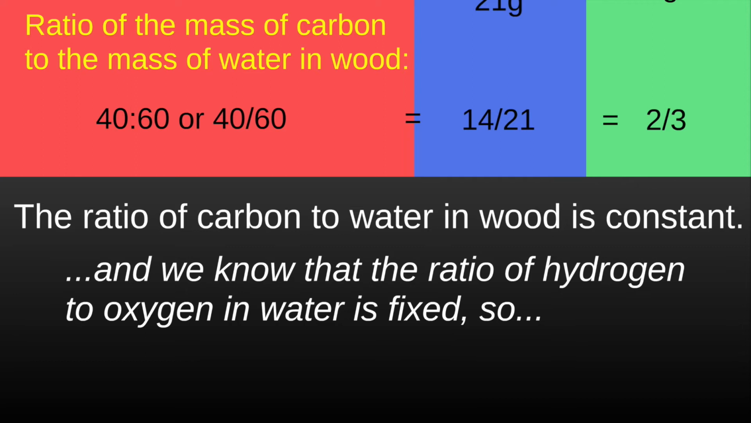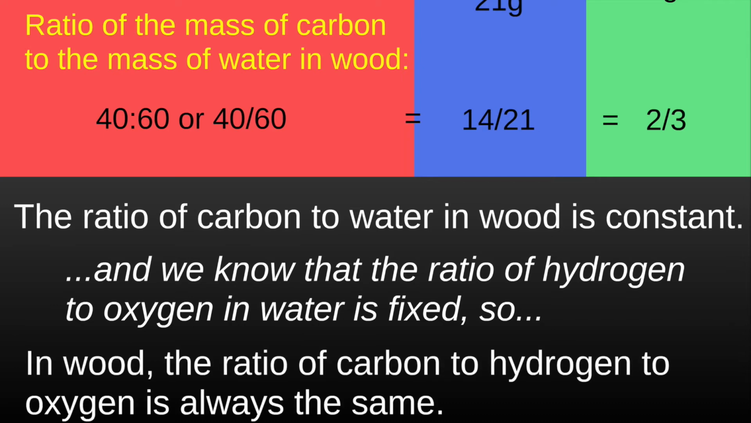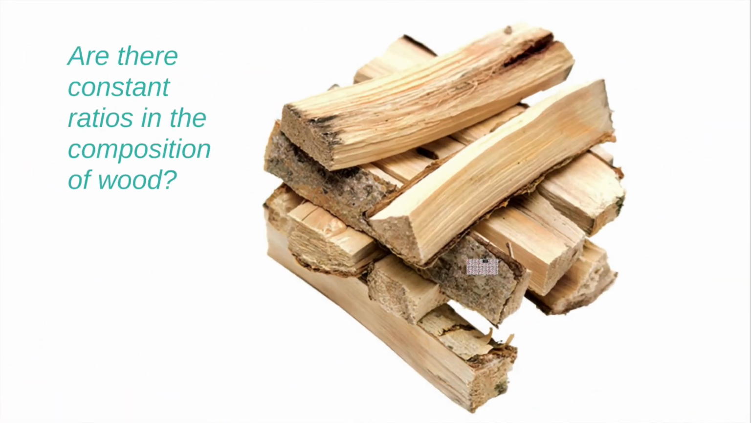We found that there are 2 hydrogens for every 1 oxygen. So, in wood, the ratio of carbon to hydrogen to oxygen is always the same. So in answer to our question, are there constant ratios in the composition of wood? Absolutely, because there are patterns in nature, patterns in the way that chemicals combine.